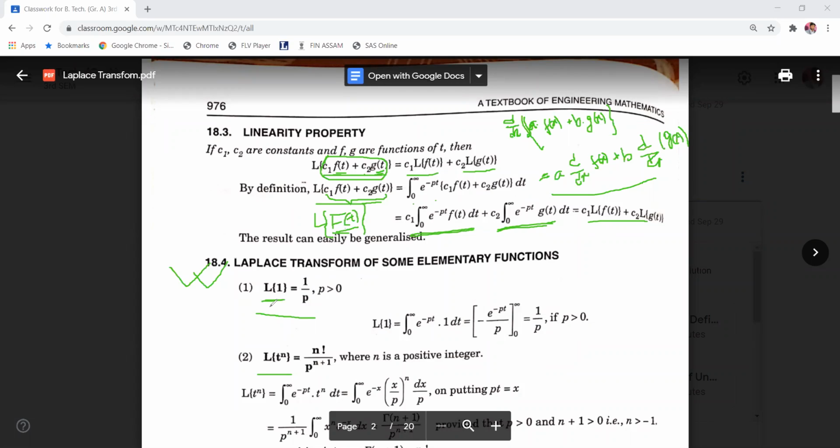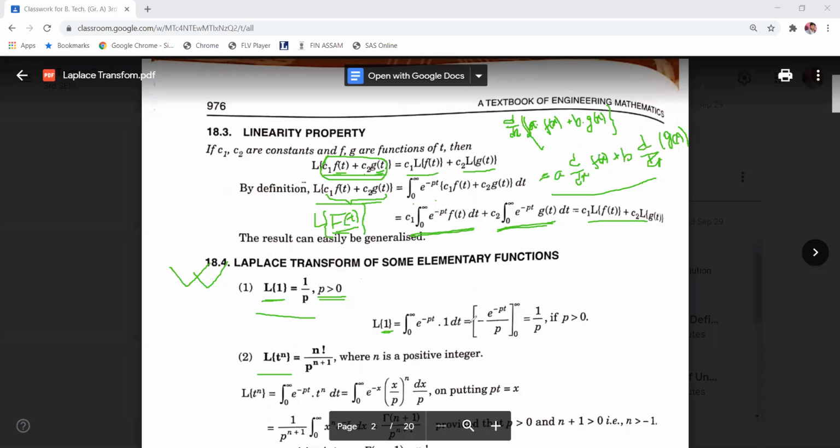So first we need to find, suppose, the Laplace transform of 1. The Laplace transform of 1 is 1 by p, where p should be positive. This is the condition. So we need to show that the Laplace transform of 1 is 1 by p. According to the definition, f(t) is how much? 1. So from the definition of Laplace transform, it is the integration from 0 to infinity of e to the power minus pt into f(t), and f(t) here is 1. So e to the power minus pt into 1 is e to the power minus pt. And what is the integration of e to the power minus pt?